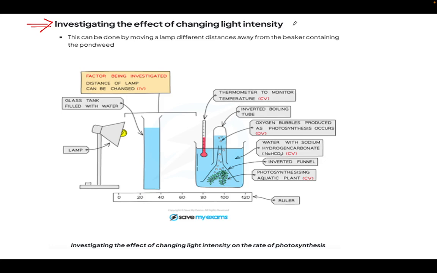What is the dependent variable? What we are measuring? We're only measuring the volume of oxygen produced per unit time because we are talking about rate. If someone asks what the dependent variable is, it is the volume of oxygen produced in 1 minute. If you don't put on time, that won't be the rate you're talking about. This experiment right here, there is a video I want you to follow very well so we get to understand how it is done as well.